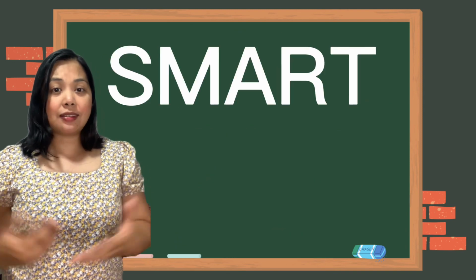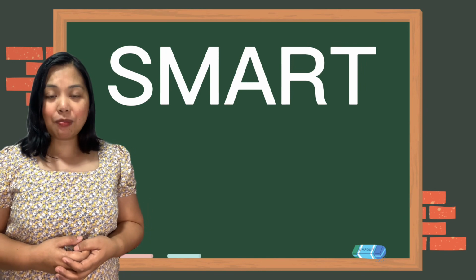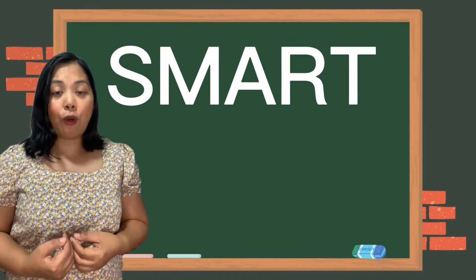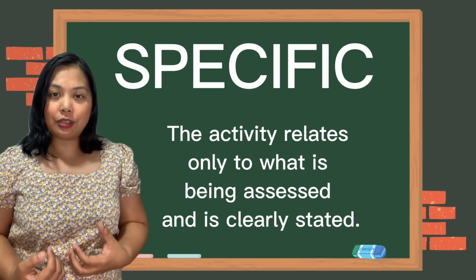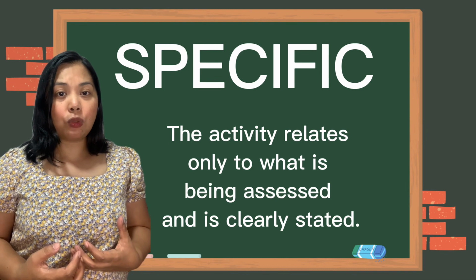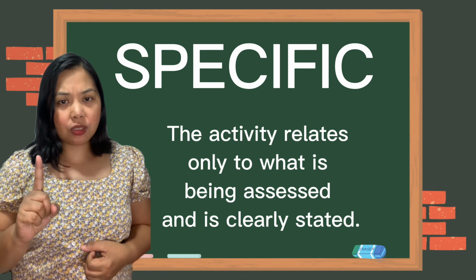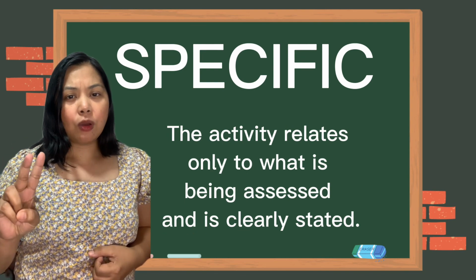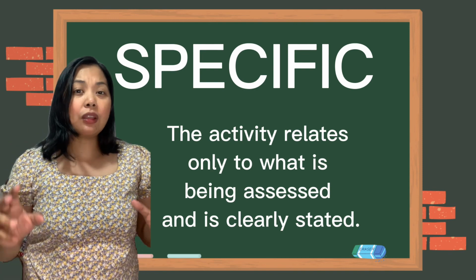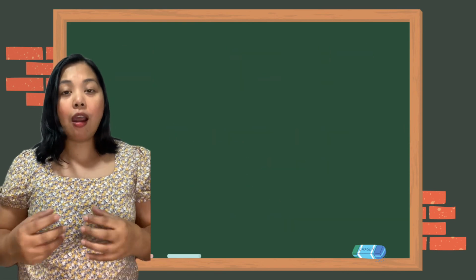So, we're done with VALID. Now, let's have SMART. Planning SMART assessment activities will ensure that the assessment requirements will be met by the learners. S for specific. The activity must relate only to what is being assessed and is clearly stated. What needs to be accomplished, who's responsible for it, what steps need to be taken to achieve it. Thinking through these questions helps get to what learners are aiming for.